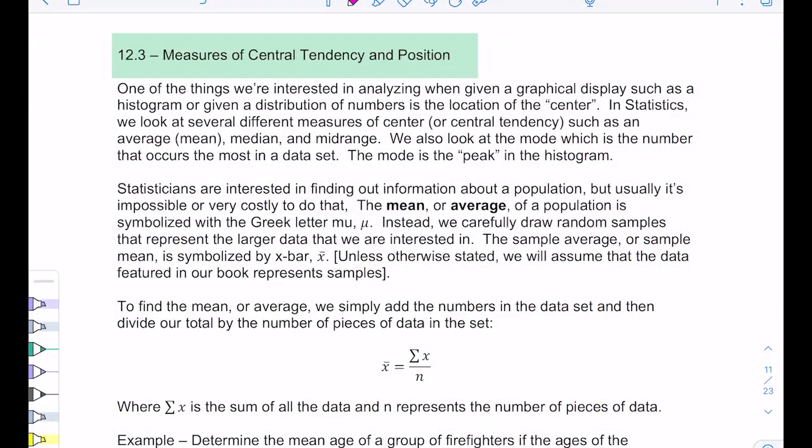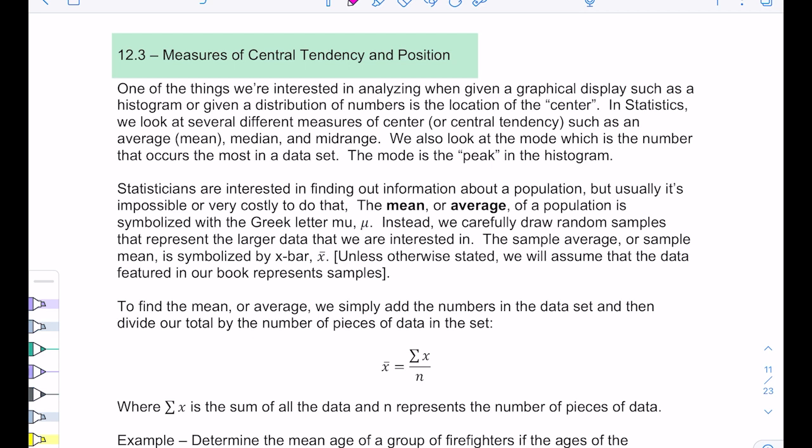Everyone, welcome back. We're going to be talking about measures of central tendency and position in 12.3. In the last section, we looked at graphical displays and how to organize data. A lot of times in statistics, we're interested in locating the center of the data, and the center tells us a lot. And usually when we look for the center, we also look for measures of dispersion as well, which we'll talk about in 12.4.